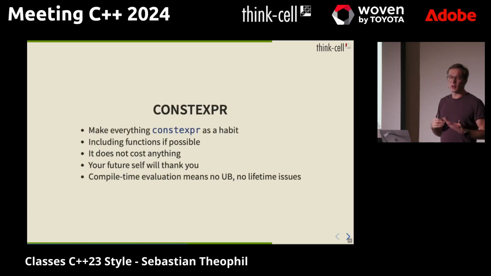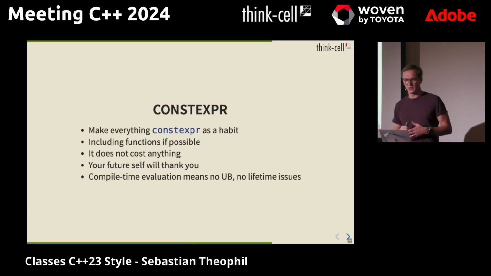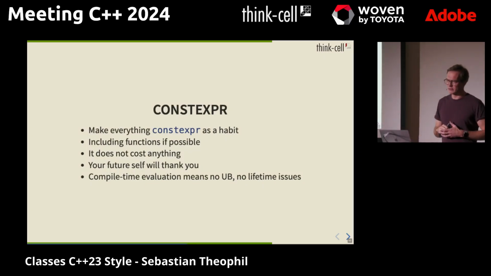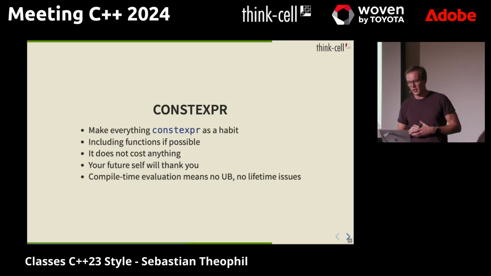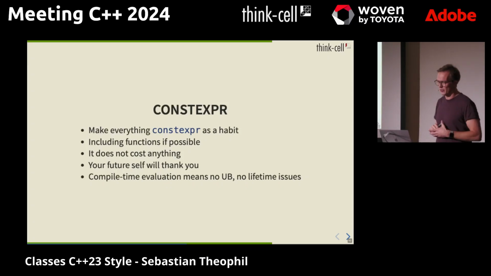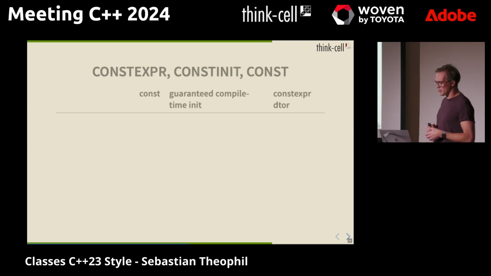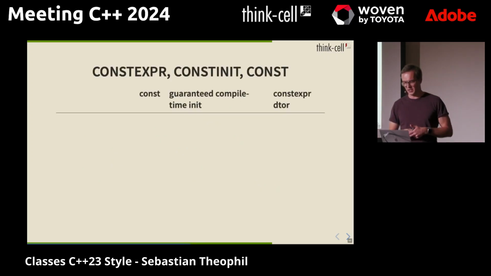We should make everything Constexpr as a habit as much as we can, including functions we define. If it is just possible, then it doesn't cost us anything. But your future self might need it and will thank you. And as we've just seen, compile time evaluation means no undefined behavior, no lifetime issues, of course, no static initialization order problems, etc. We don't only have Constexpr though. We also have constinit, and of course, the good old const.